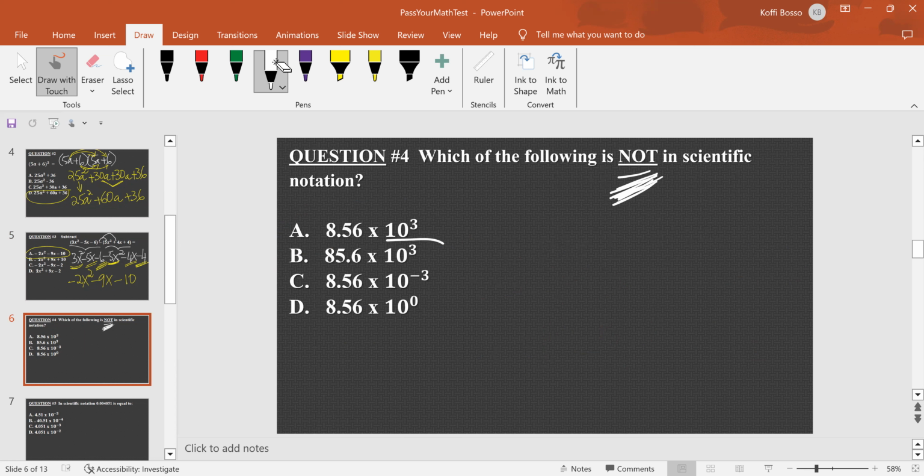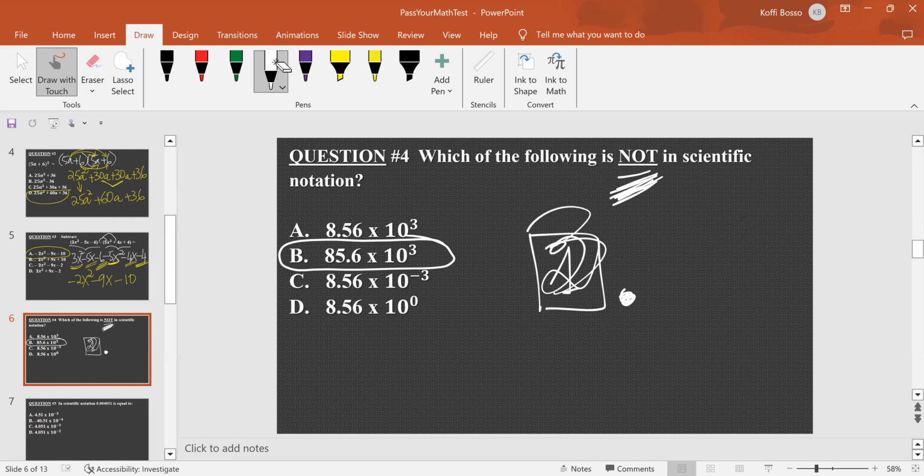The reason B is not in scientific notation is that when they say scientific notation, we have 1 digit before the decimal. And that 1 digit cannot be 0. It could be 1, or it could be 2, or 3, 4, 5, 6, 7, 8, and 9, but not 0.